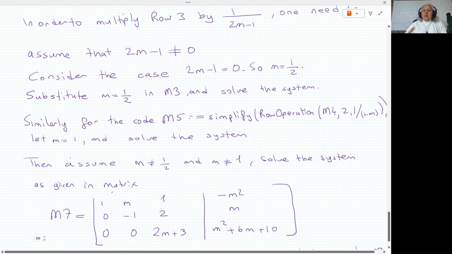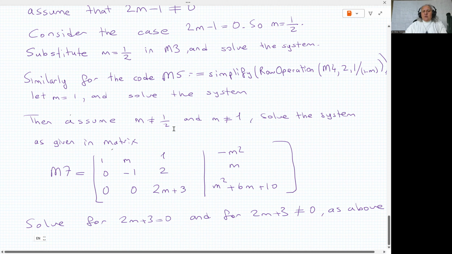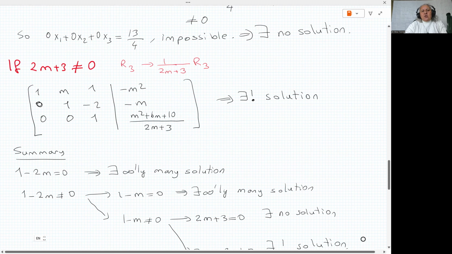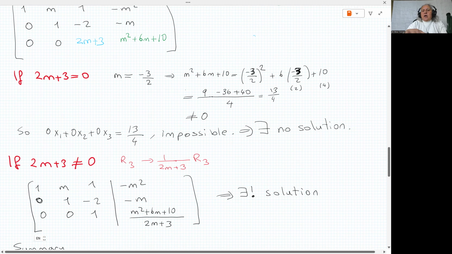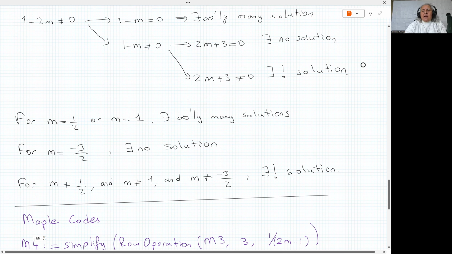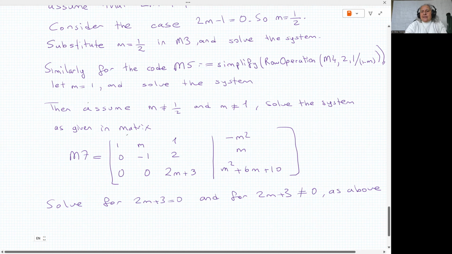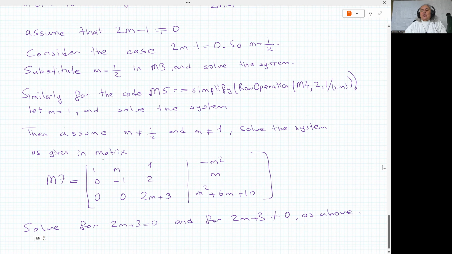And then the last part of it, you will assume m is not equal to 1 over 2 and not equal to 1. Then you will end up with this matrix, which will be exactly the last part of the solutions that I've done. You need to do this part. But by just reading the codes, the calculations will be a lot less. You don't need the row operations to see. I've done the row operations to explain it.